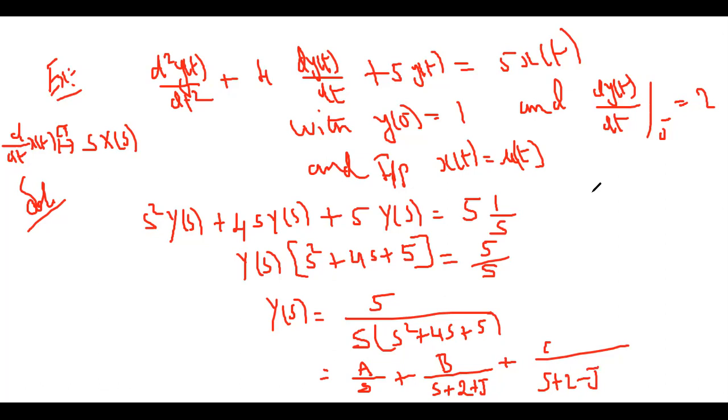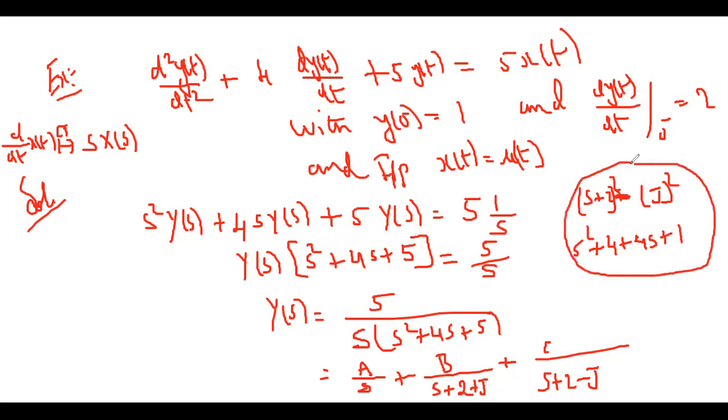You can multiply these two. S plus 2 plus j, a plus b into a minus b means s plus 2 whole square minus j whole square. Simplify this one: s square plus 4 plus 4s, j square is minus 1, plus 1, we will get s square plus 4s plus 5. Got it, my dear students? These roots will be a plus b into a minus b, and simplify here to find the a, b and c values.